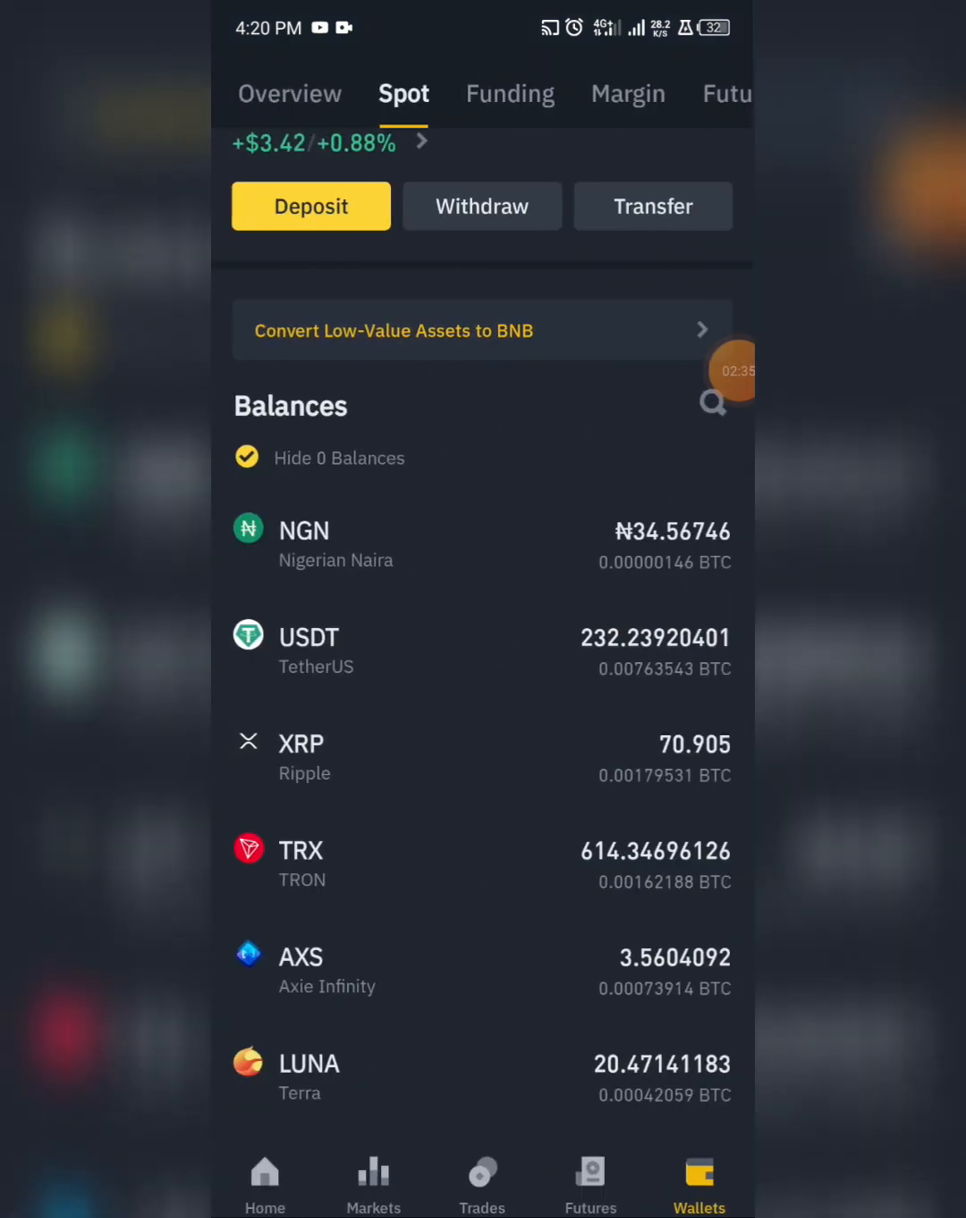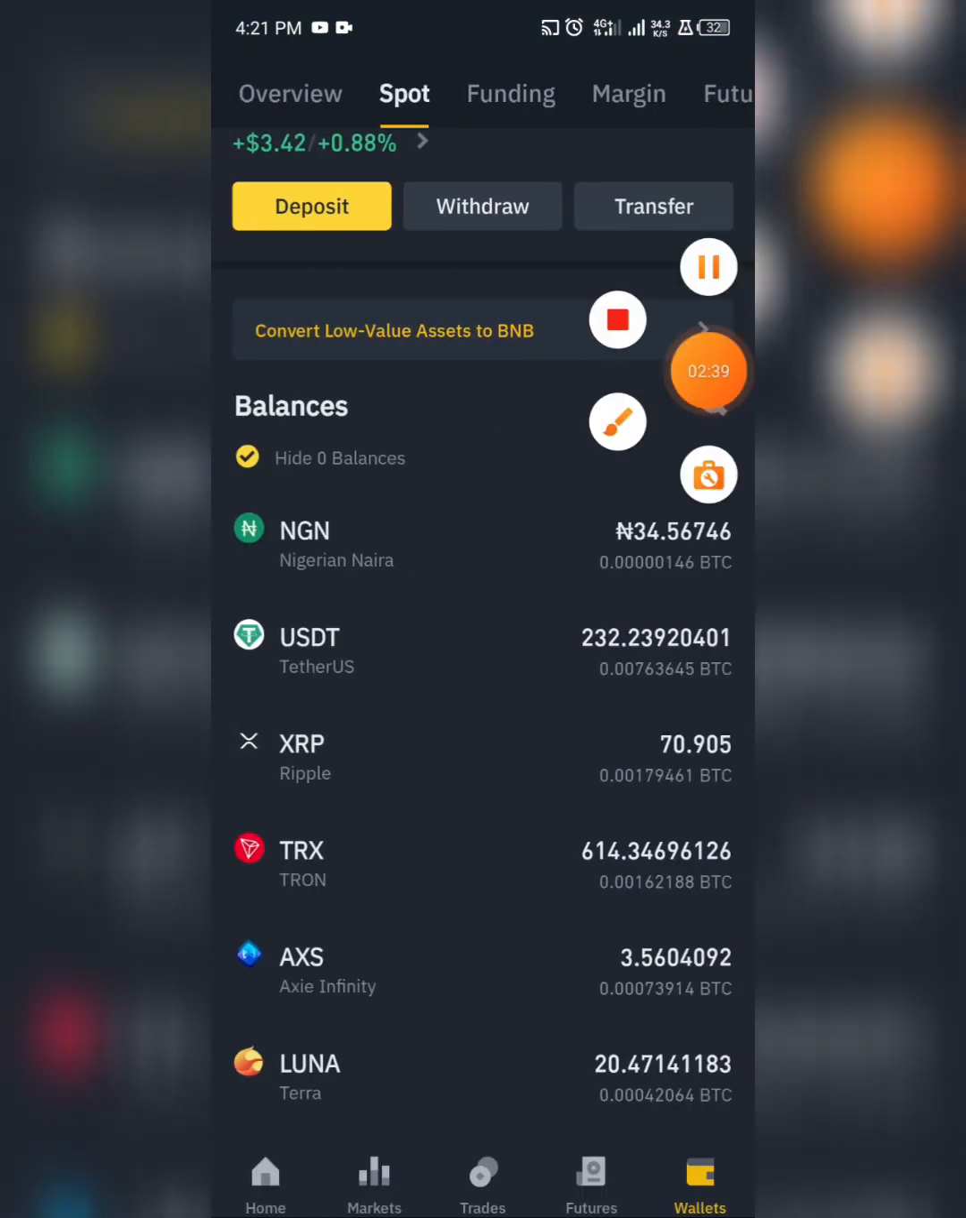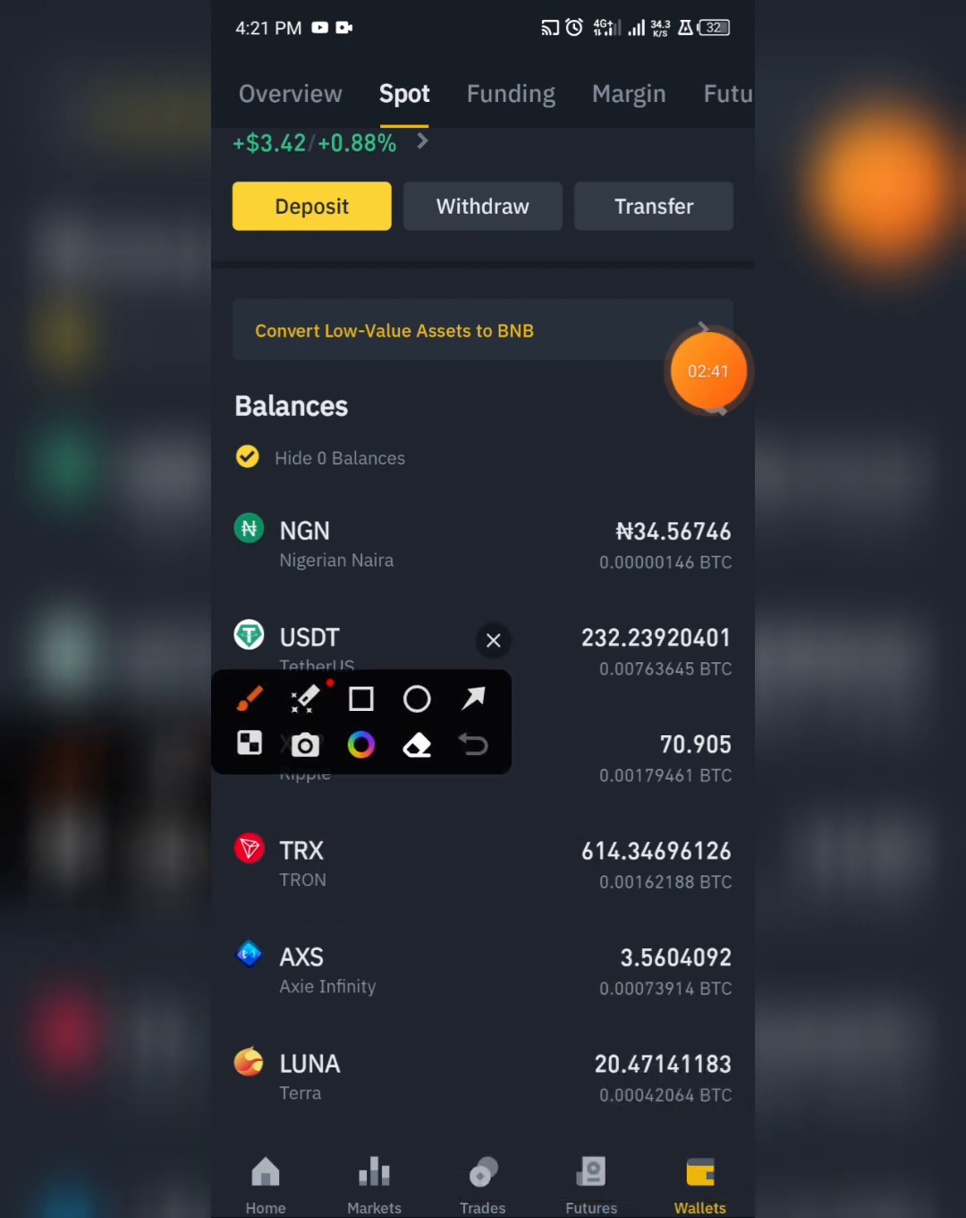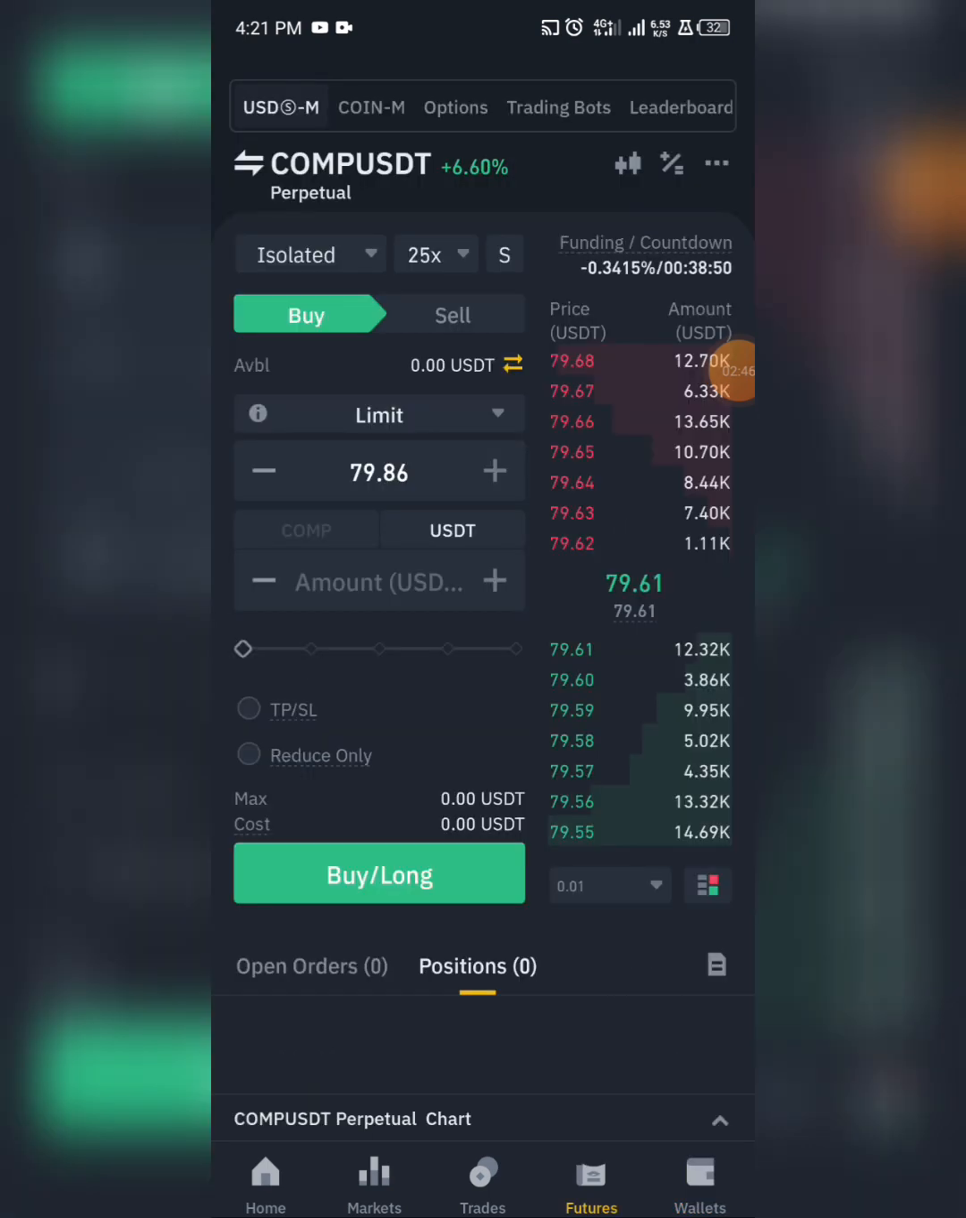Now once your Binance account has been funded, the next thing you need to do is to click on futures trading. This is it. Click on futures trading. When you click on it, it will take you to this section. The next step is to move your funds from your spot wallet to your futures wallet, so you can be able to trade futures.